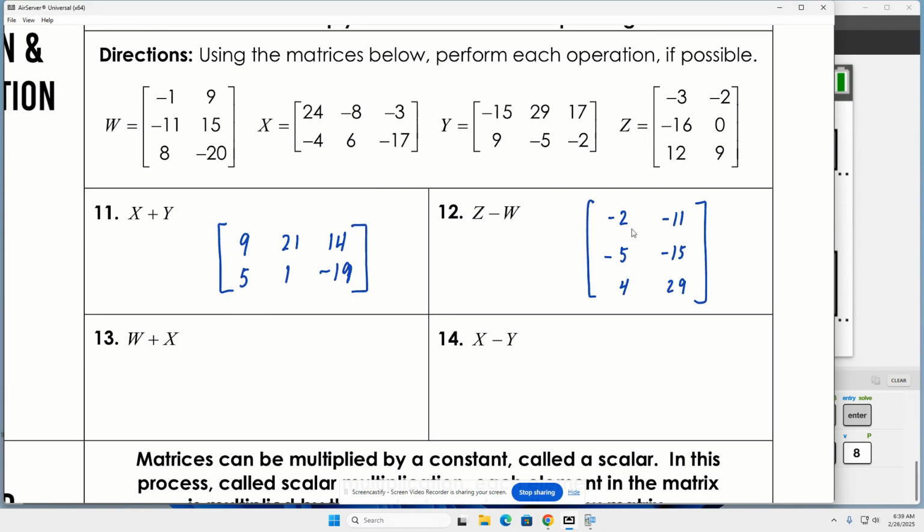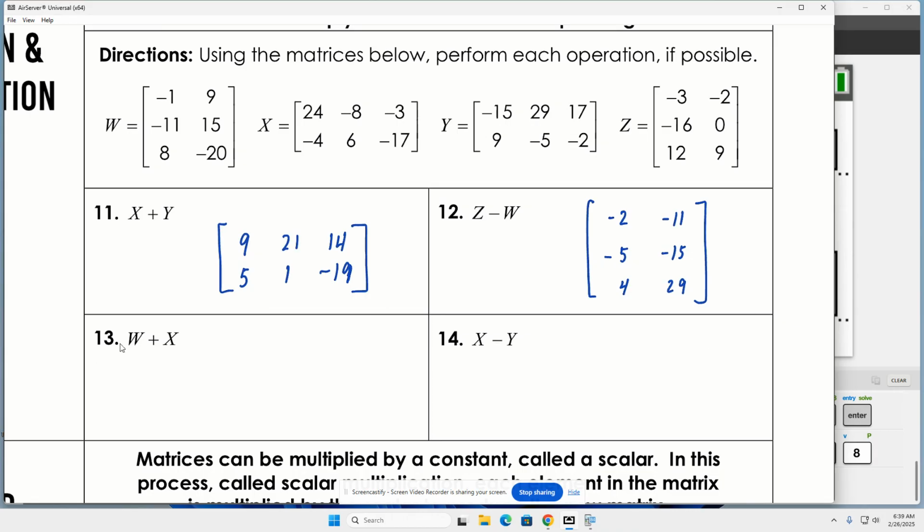0 minus 15, negative 15, 12 minus 8, 4, and 9 minus negative 20, so plus 20. 9 plus 20, 29. See, I could have done that in my head so fast. So I would encourage you guys to do that.